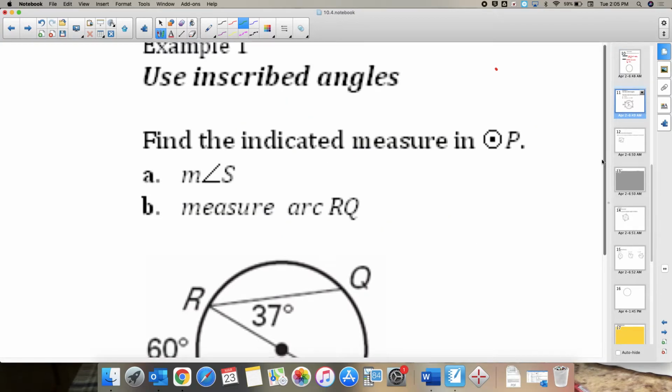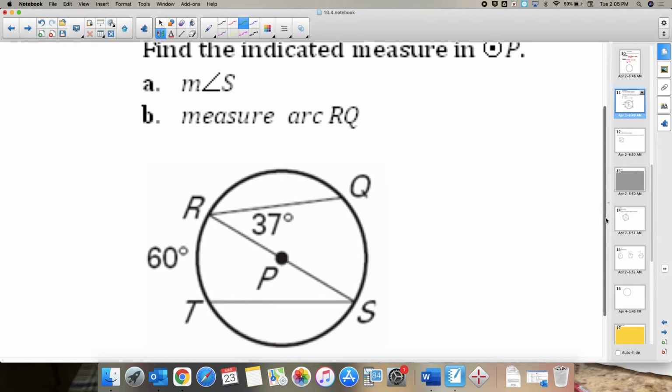So looking at example 1 then, first thing it wants us to do is find the measurement of angle S. Angle S is on your circle, so it is half as big as the arc that it makes. The arc it makes here is 60 degrees, so my angle would be 30 degrees.